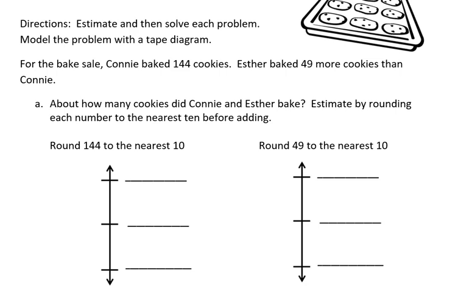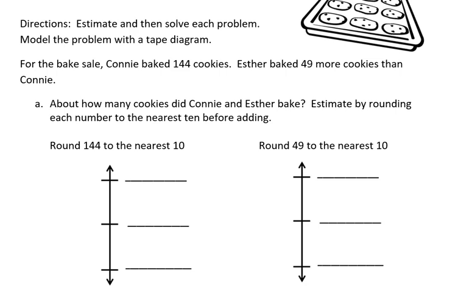The first question is, for the bake sale, Connie baked 144 cookies. Esther baked 49 more cookies than Connie. About how many cookies did Connie and Esther bake? Estimate by rounding each number to the nearest 10 before adding.